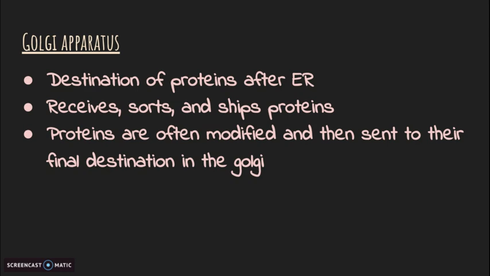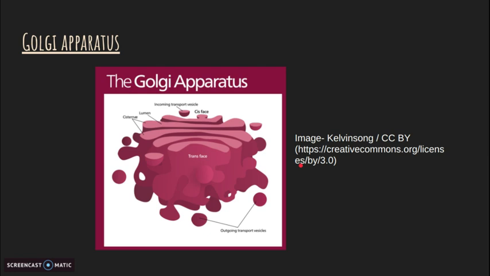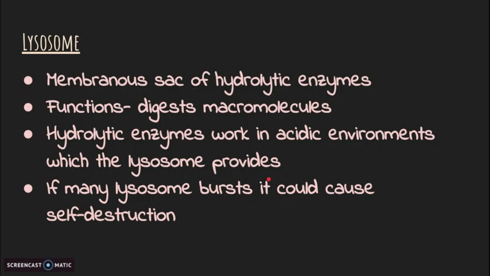So proteins can be modified in this stage. Some Golgi apparatuses will attach tags to them, or they'll attach a carbohydrate to a protein, and then they'll be modified, and then they can be sent to their final destination. So this is what the Golgi apparatus looks like. Some people call this a stack of pancakes. So this is what it looks like basically. And then that's just a vesicle coming in and out of it.